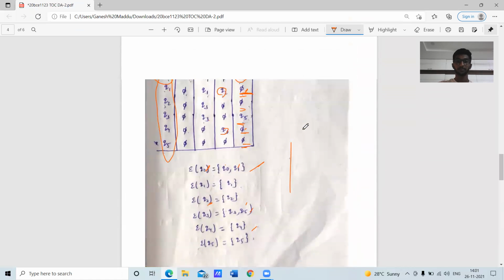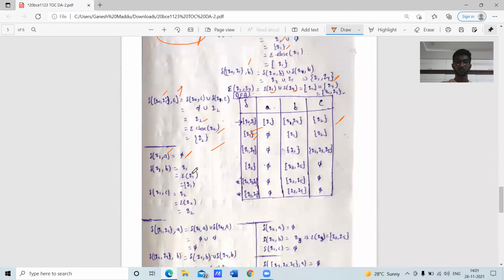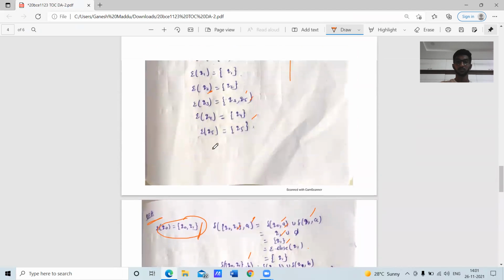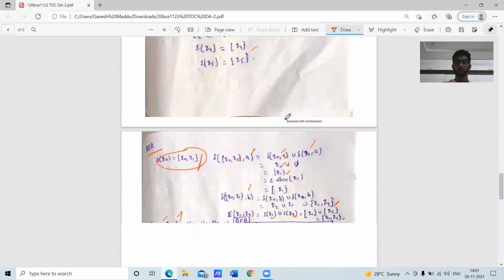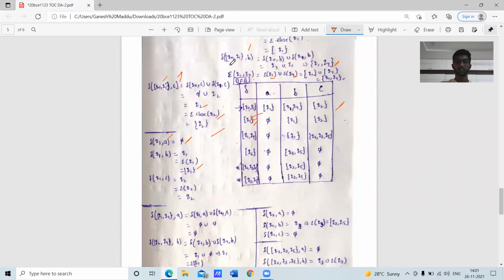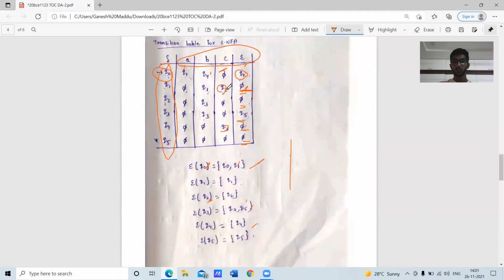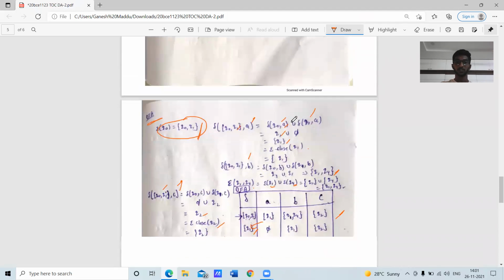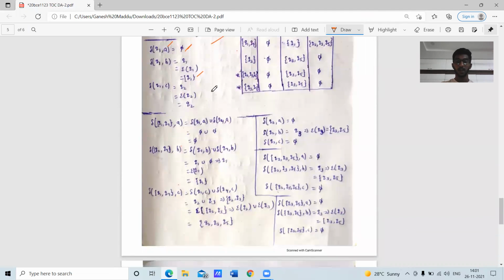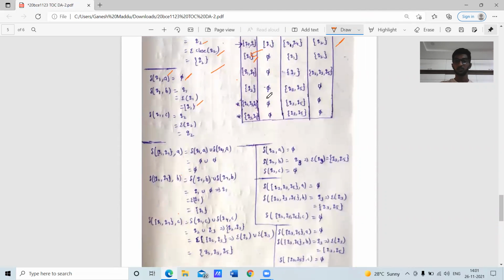For Q1 on B, we are getting Q1. The epsilon closure of Q1 is Q1. Next, Q1 on C: we are getting Q2. So include Q2, and the epsilon closure of Q2 is Q2. So include Q2 for C.